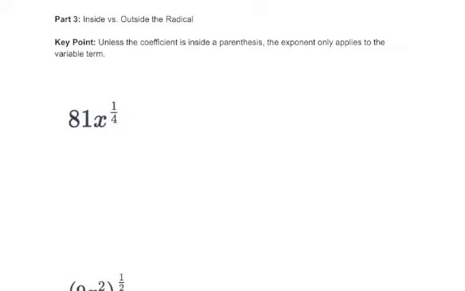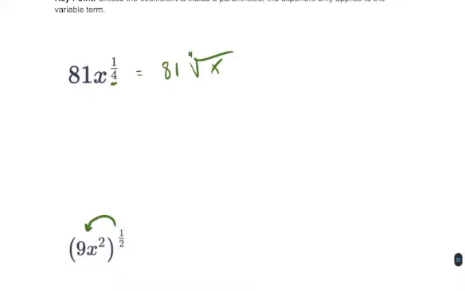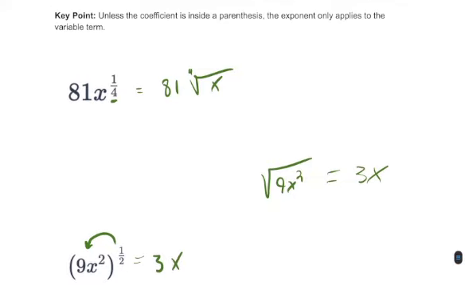Inside versus outside the radical. Just be careful. This literally is just 81 times the fourth root of x. So just be careful. If there isn't a parenthesis here, the exponent doesn't apply to the coefficient. Versus in this case, it would. The square root of 9 is 3, and power to power, x squared to the 1/2, this is just going to be 3x, right? Because this is basically asking, what's the square root of 9x squared? What times itself is 9x squared? 3x. Right, so just be careful inside versus outside the radical.